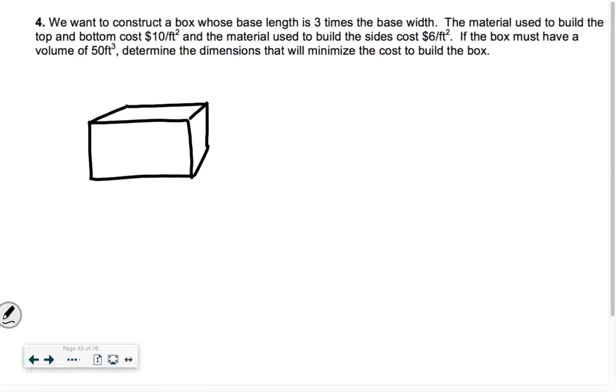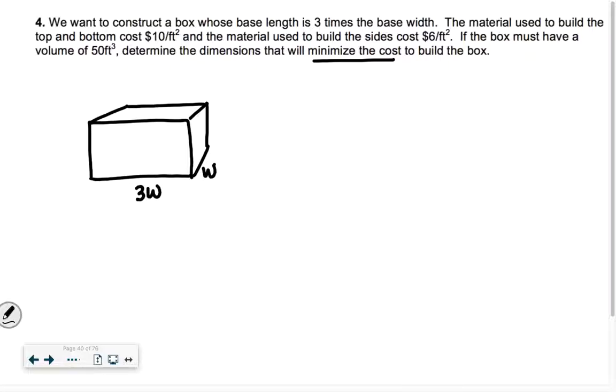So this happens sometimes. Sometimes you'll see boxes where it's plastic along the sides, but then glass on the top and bottom, or wood along the sides, like a shadow box or something. So we have some kind of box like that. So it says if the box must have a volume of 50 cubic feet, determine the dimensions that will minimize the cost to build the box. So we want to know the cost, and we want to find C and then C prime. Make sense?